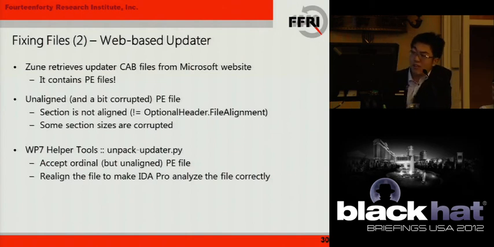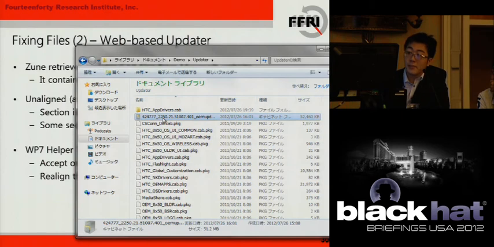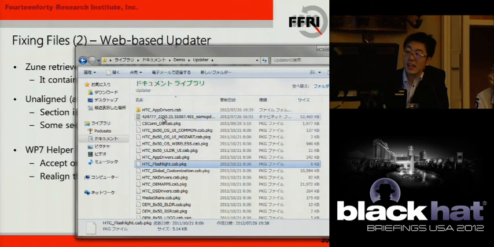So I already unpacked the actual updated CAB file, and there are many package files with the extension PKG, but they're actually CAB archives, so you can extract them easily. So let's look at the folder here. Well, it contains PE files, actually.